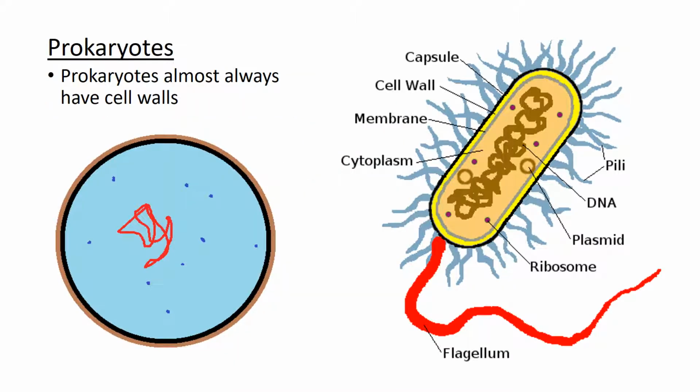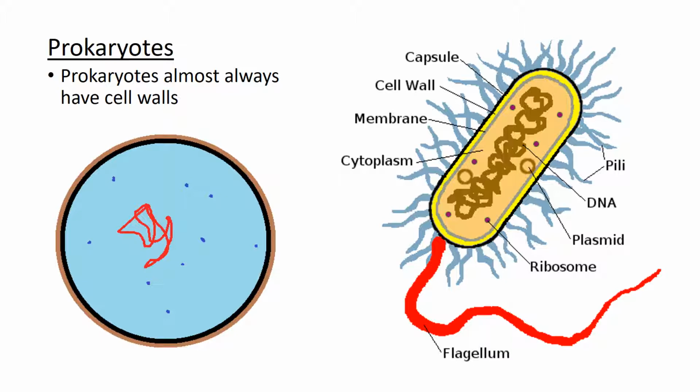Prokaryotes almost always have cell walls. A very small number of prokaryotes don't have cell walls, but the vast majority do. In the image on the left, the cell wall is represented in brown. So the cell membrane is represented in black, and then outside of the membrane, surrounding the membrane, is a cell wall. The cell wall is going to be harder, stiffer, and it's going to offer protection to the cell.